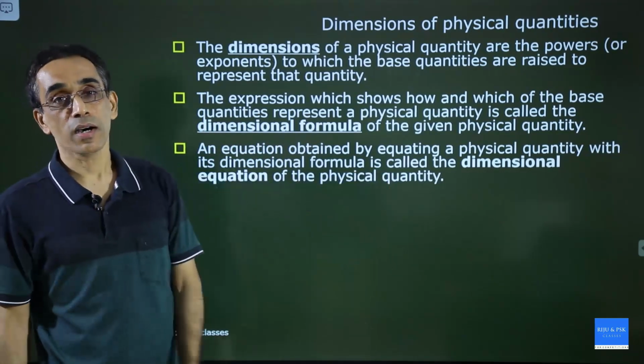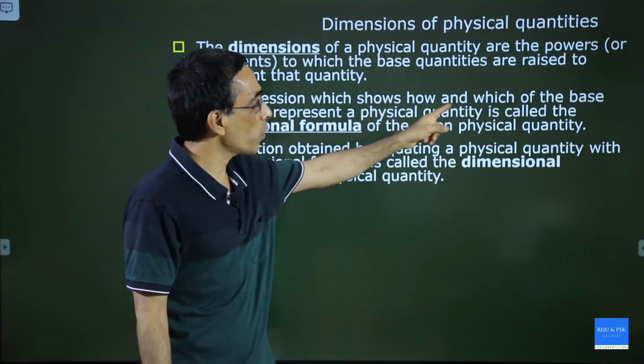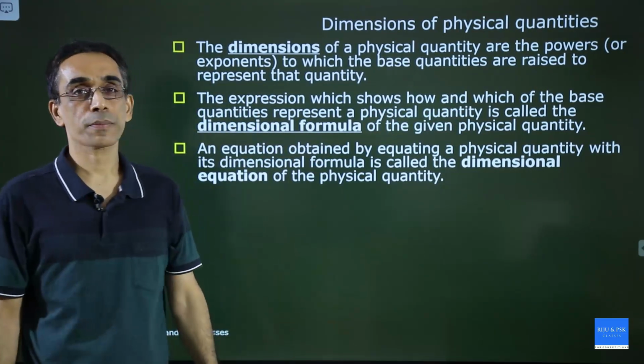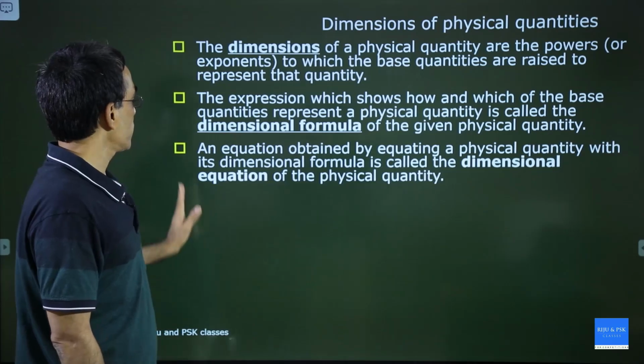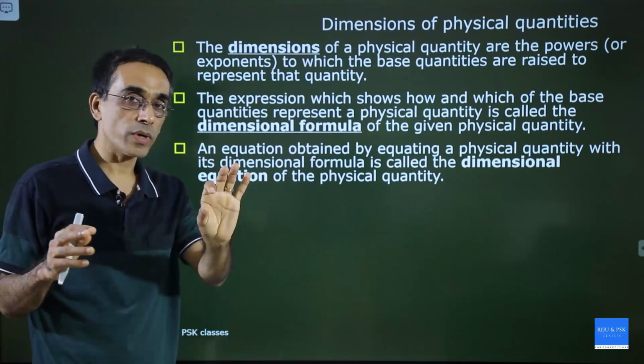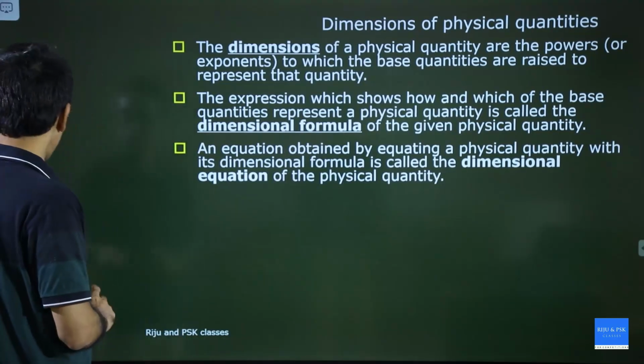Dimensional formula is an expression that shows how and which of the base quantities represent a physical quantity. Third one, what is a dimensional equation? A physical quantity equated to its dimensional formula is called a dimensional equation.